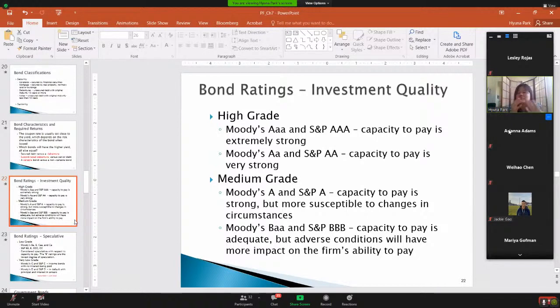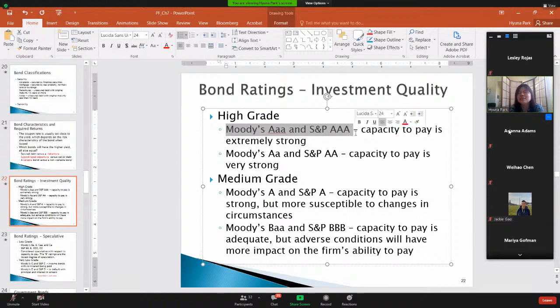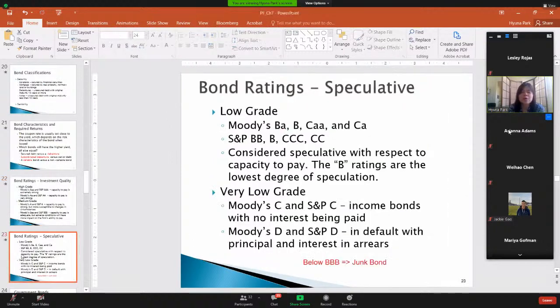So how do we know which bond has higher credit quality? Rating agencies like Moody's, S&P and Fitch give grades to bonds. AAA is the highest grade. AA is still high but lower than AAA. The cutoff is BBB. BBB or above is investment grade. But below BBB is a junk bond, a high yield bond. Below BBB, yield is very high. So low grade bonds below BBB are called speculative bonds, junk bonds, or high yield bonds.